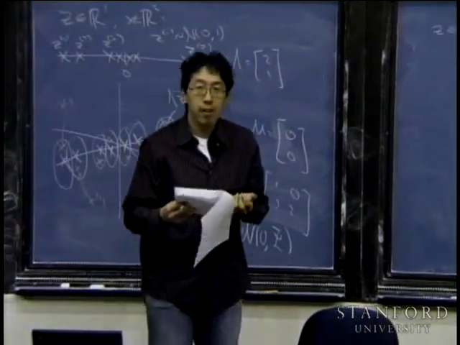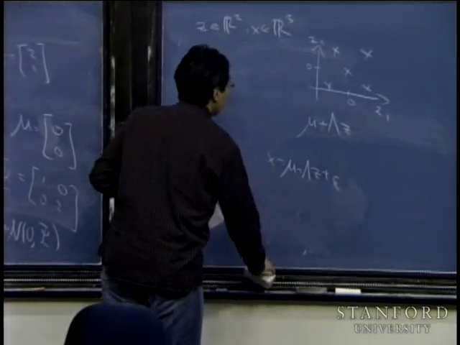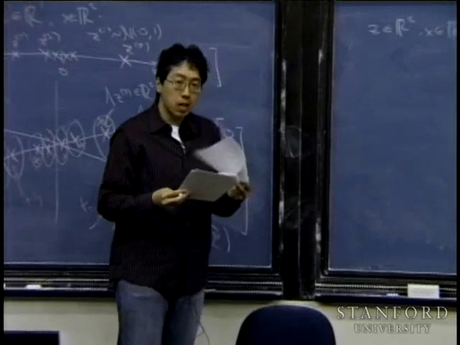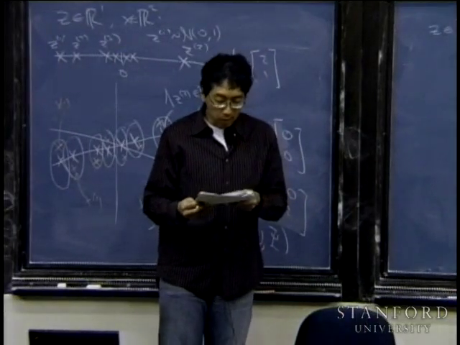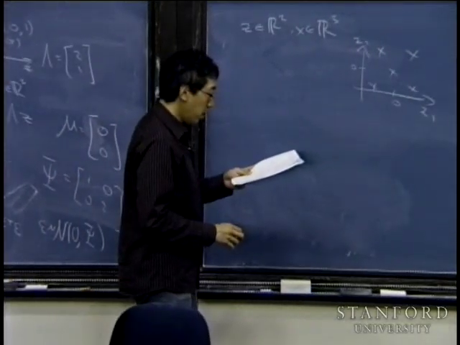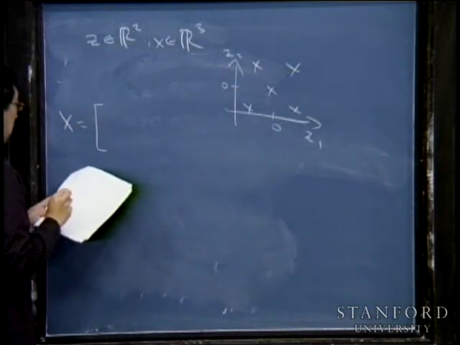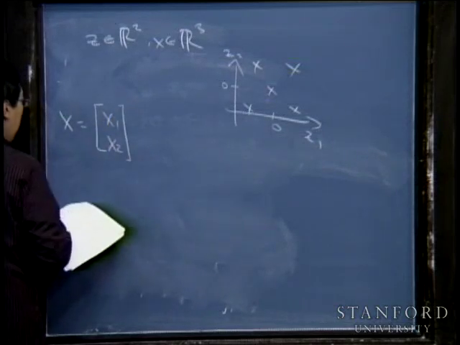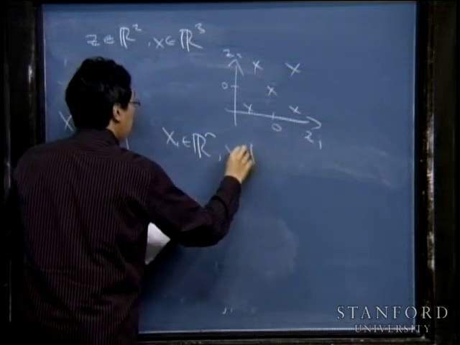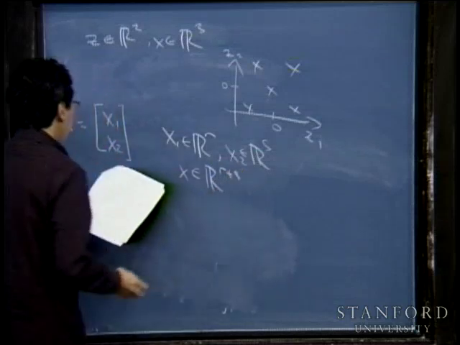So that's the model. Let's talk about how to fit the parameters of the model. In order to describe how to fit the model, I'm going to need to rewrite Gaussians in a slightly different way. Let's say I have a vector x. I'm going to use the notation x1, x2 to denote partitioned vectors, where x1 is an r-dimensional vector, x2 is an s-dimensional vector, and x is an r plus s-dimensional vector.